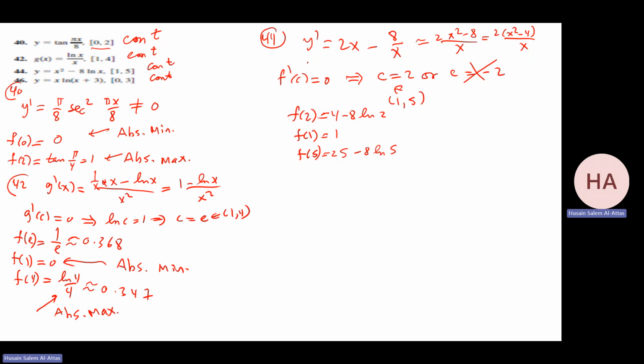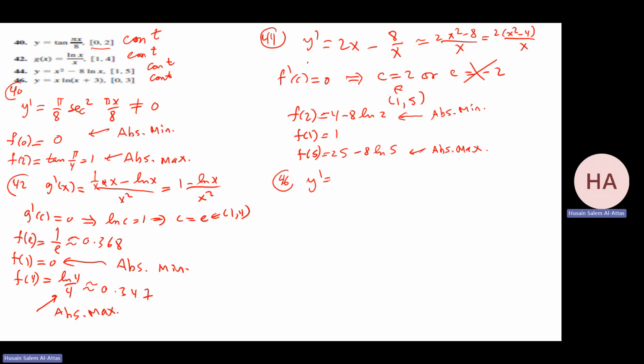So very clear. This will be the absolute maximum, and this will be the absolute minimum since it's negative. Okay. Now let me go to this, which is the last one in this group.